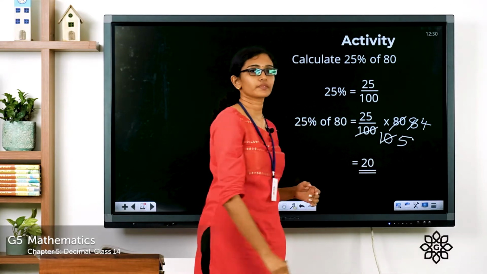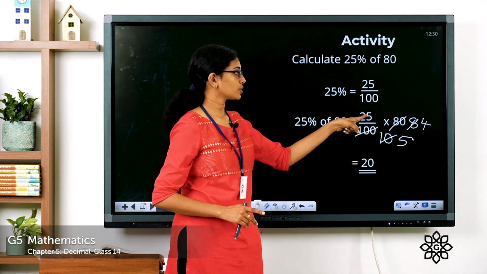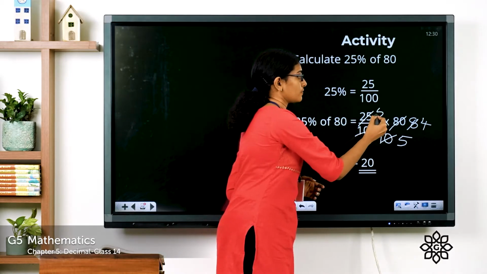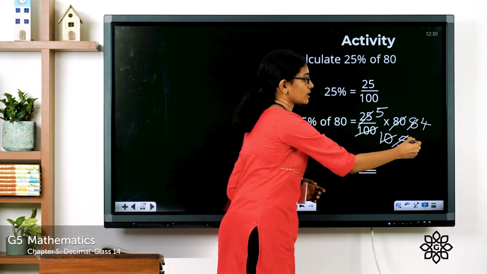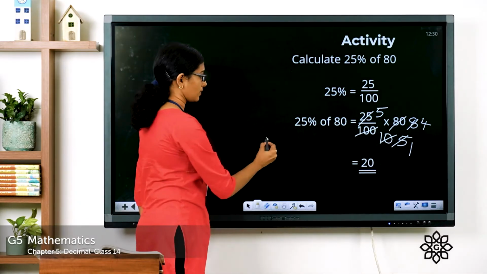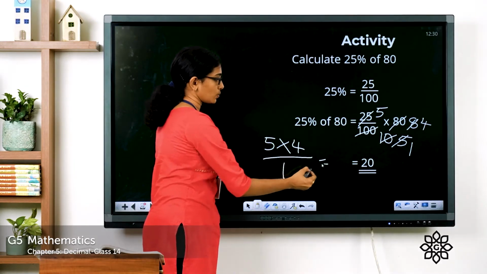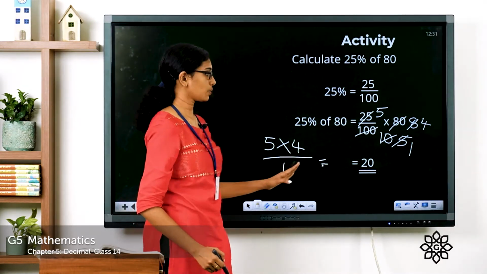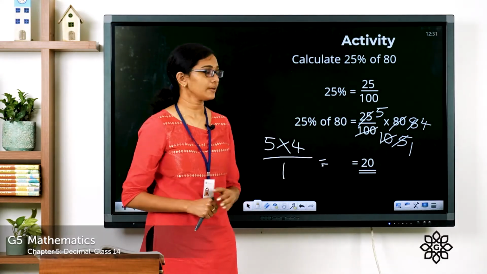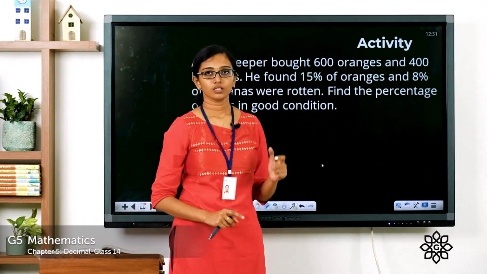Now 25 and 5. 5 is a common factor for 25 and 5. Again cancelling out, 25 divided by 5 is 5 and 5 divided by 5 is equal to 1. So now it is 5 into 4 by 1, which is equal to 5 into 4, 20 by 1, and that is equal to 20. Hence 25% of 80 is equal to 20. Clear? Now, let's see one more question.